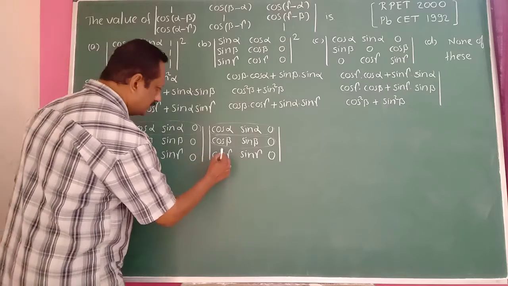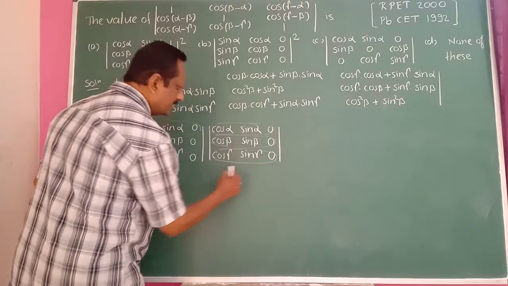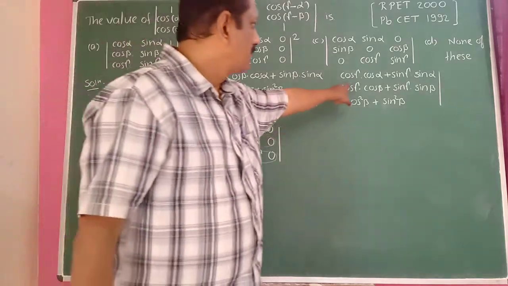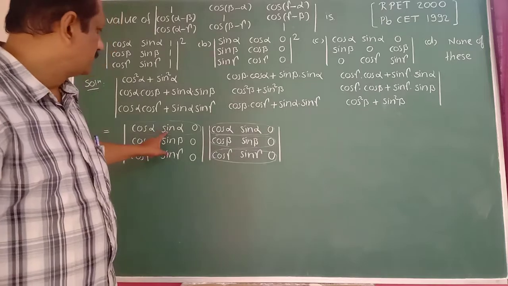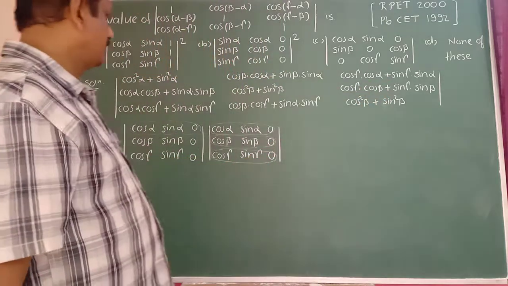Multiply this row with the third row here. You can multiply row with the determinants here. Cos alpha cos gamma, sin alpha sin gamma, and it is a 0.